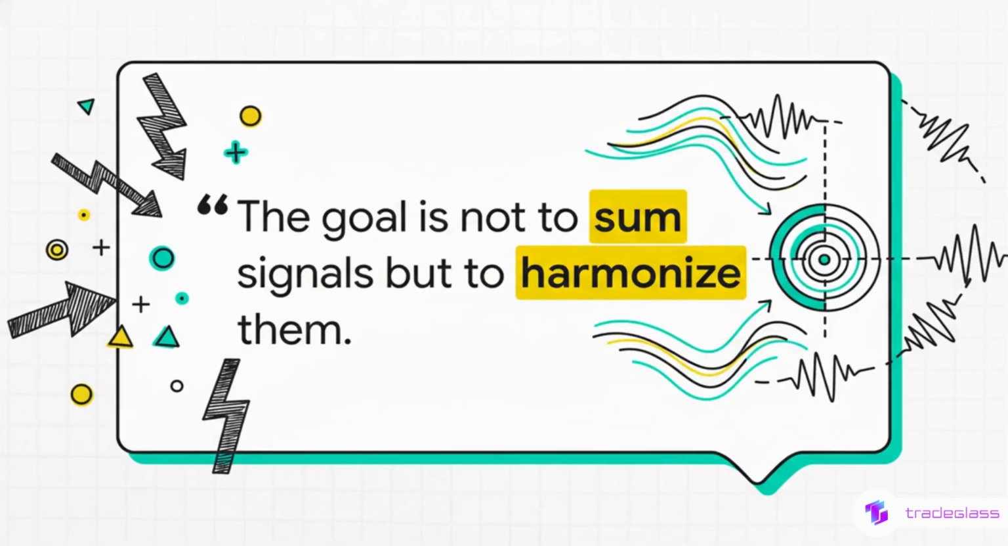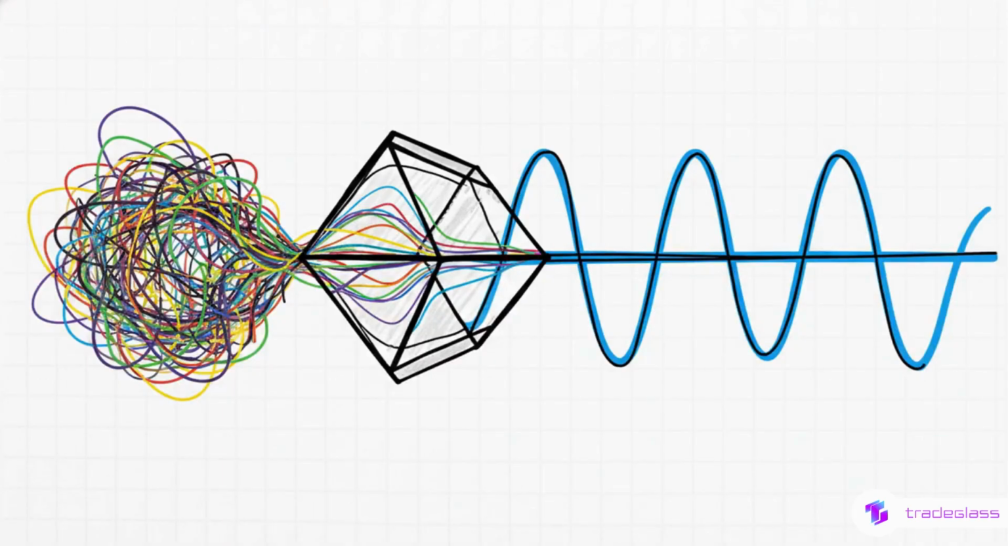This quote right here perfectly captures the philosophy. The goal is not to sum signals, but to harmonize them. You're not just throwing buy and sell signals in a bucket and hoping for the best. You're creating a coherent, harmonized picture where every piece of data confirms and strengthens the others. And this isn't just some theory. The most advanced trading platforms today are built on this exact philosophy of harmonizing huge amounts of data to create real clarity.